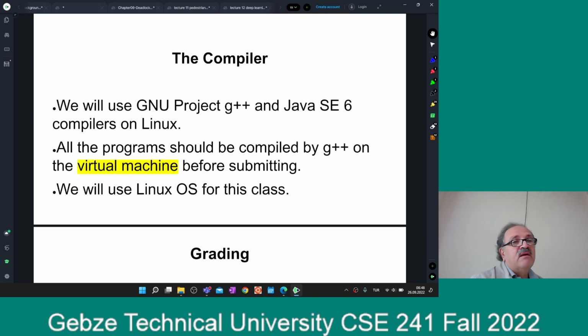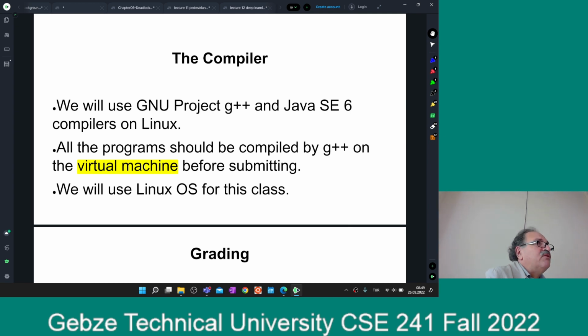Because for the G++ compiler, there are some switches, and sometimes the defaults of those switches change from system to system, okay? So we don't want to run into that situation. We are going to give you a virtual machine. You are going to download that virtual machine, compile and run your program on it, and submit it afterwards. And we will test your program on that virtual machine.